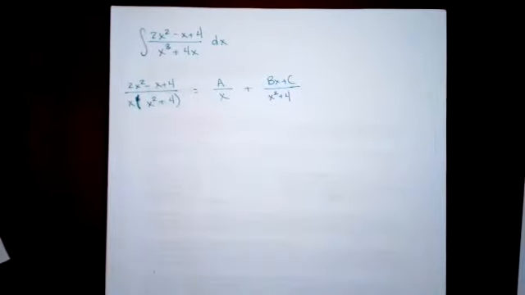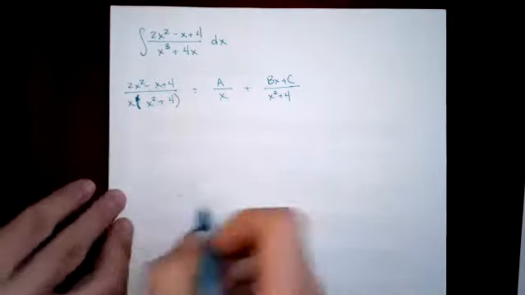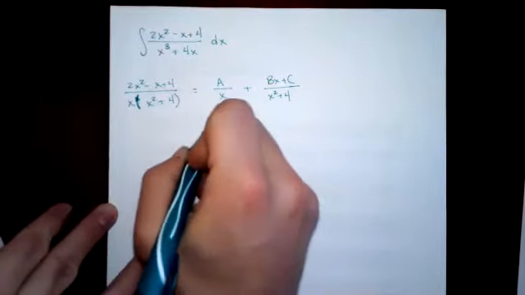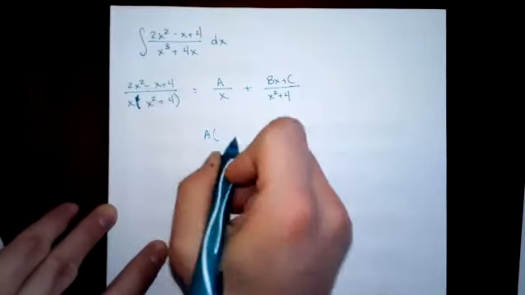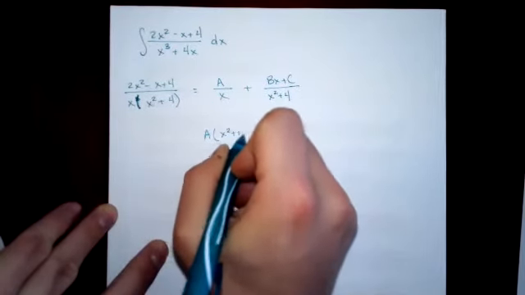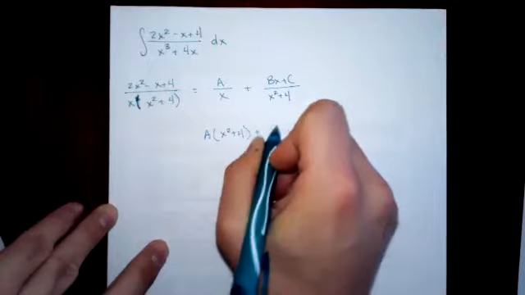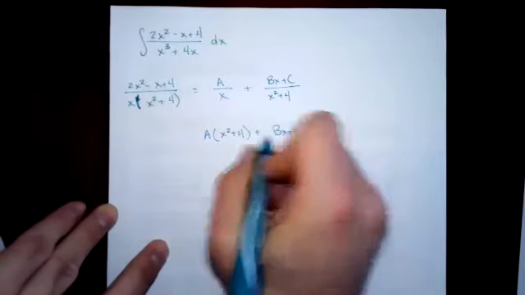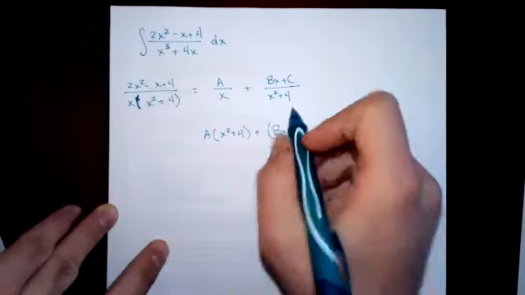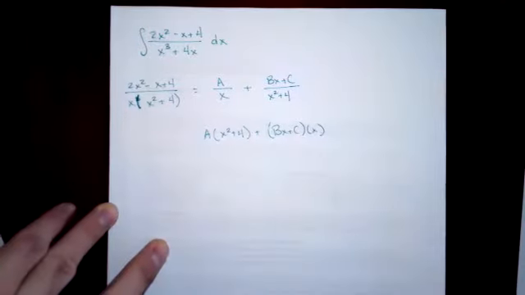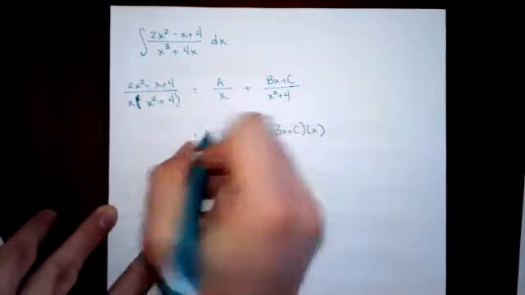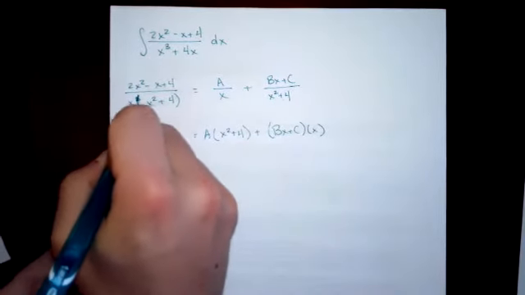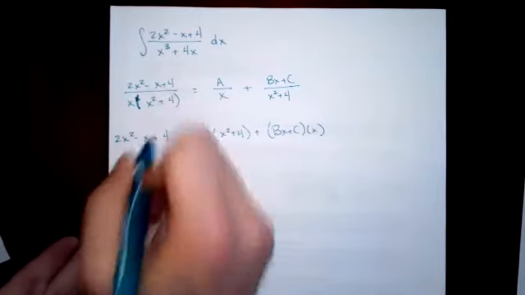Just a linear equation. And now our same goal, we've got to solve for those coefficients. And of course, if I find a common denominator, we should have a times our other factor plus, and mind your parentheses with this guy because it's the full factor, bx plus c times the quantity x, and this should equal 2x squared minus x plus 4.